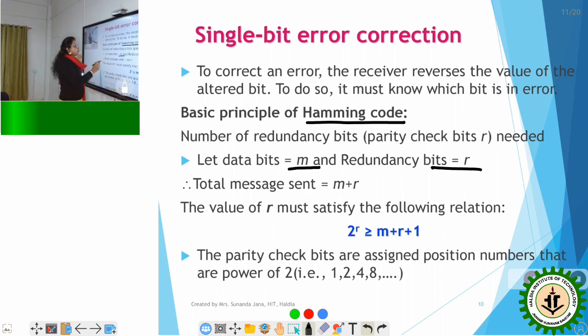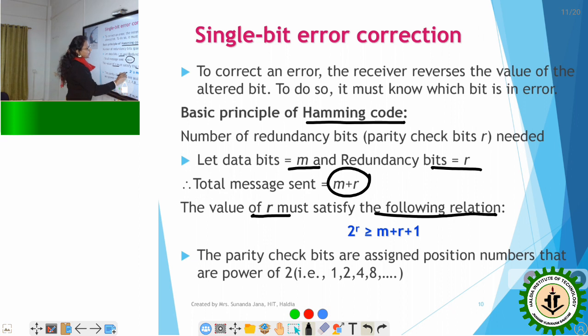Now, when the sender sends the message, it will send m plus r bits of data. But whenever we put the value of r, we have to know the relationship between r and m. The value of r must satisfy the following relation. So, what is the relation? 2 to the power r must be greater than or equal to m plus r plus 1. Here r is the parity bits we will add.